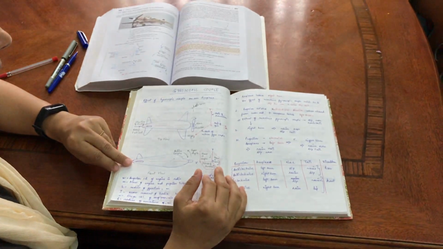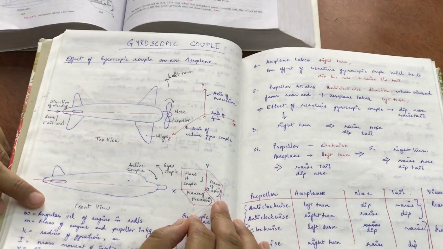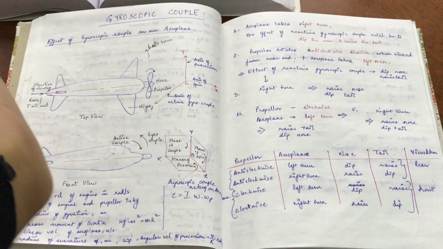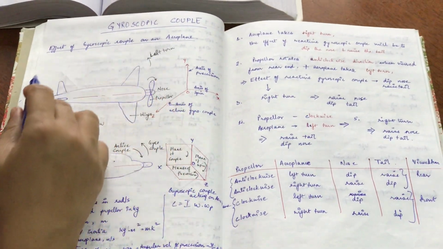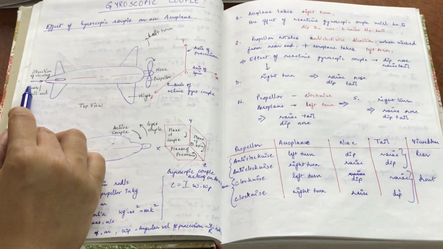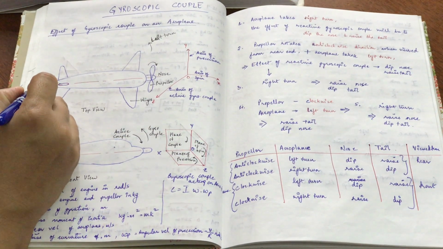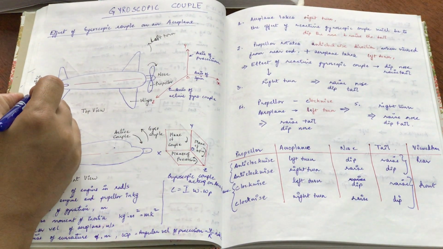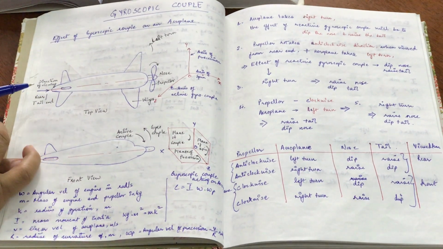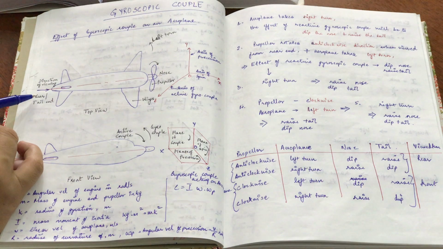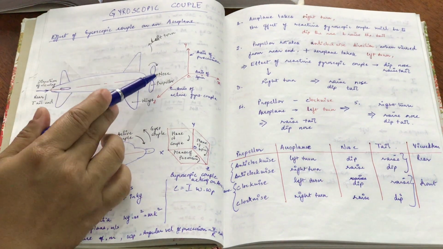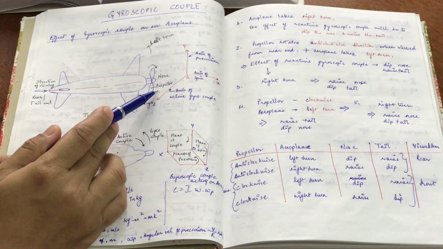Let's go ahead and learn about the effect of gyroscopic couple on an aeroplane. I will show you a diagram, the top view and the front view of the aeroplane. There are a few terminologies that we need to understand. First of all, the direction of view is from the back end. The back portion is called the rear or tail end, and the front portion is known as the nose or the propeller.